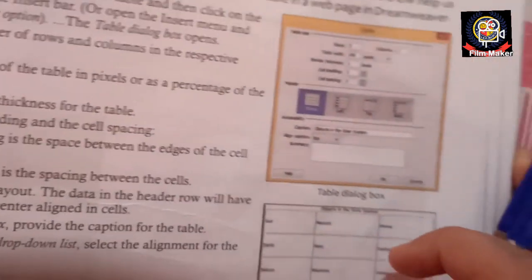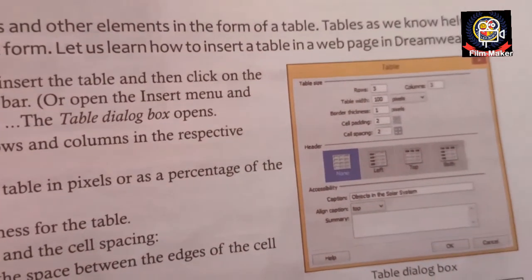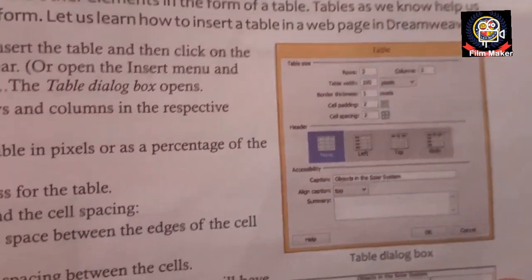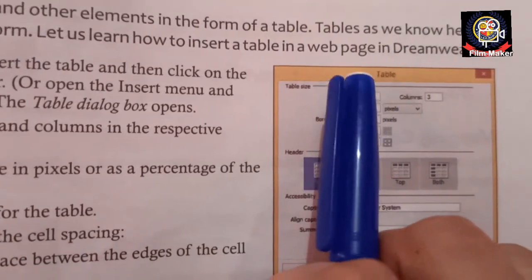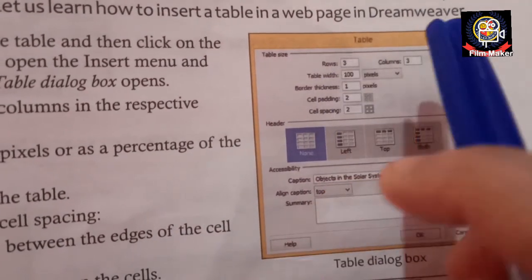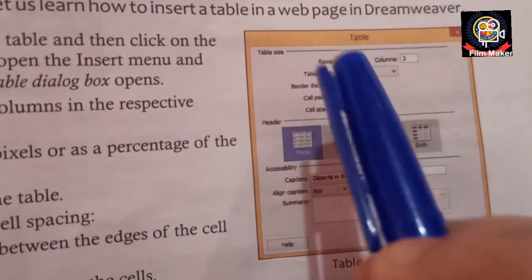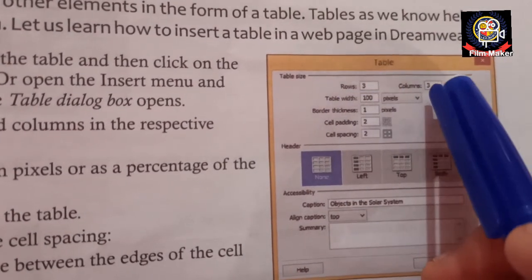Now I'm showing you once again. First of all, wherever you want to insert the table, just click on that area, then through the insert bar, go to the insert option, and the table dialog box will open. This is the table dialog box. Now select how many rows and columns you want.